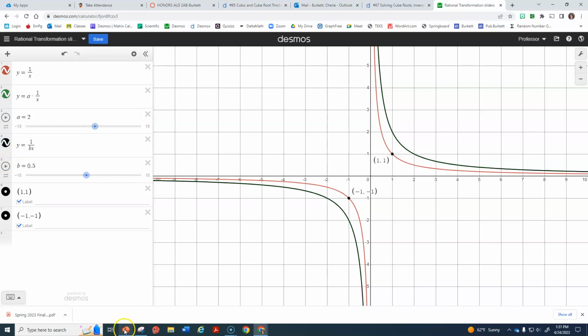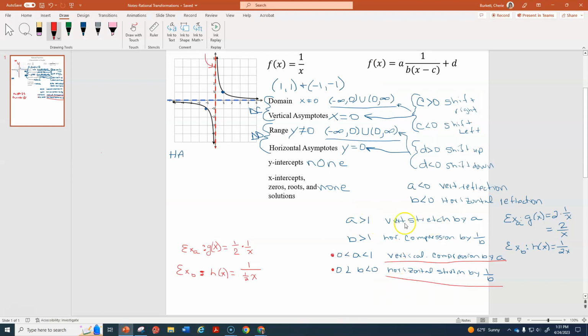What's up with that? Well, let's go back over here and look at our notes. When A is a number greater than 1, like A was 2, we get a vertical stretch. And when B was a fraction, we got a horizontal stretch. And much like with the reflection, you can't tell the difference between the horizontal and the vertical because the graph is symmetrical about the y=x line. So you can't tell the difference between a vertical stretch and a horizontal stretch. So a stretch is a stretch.